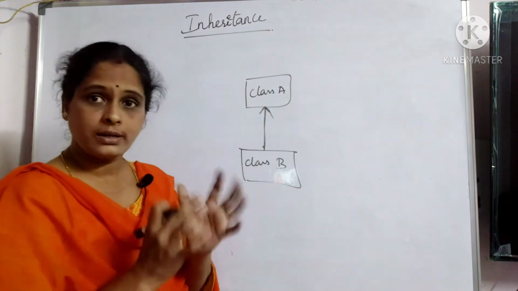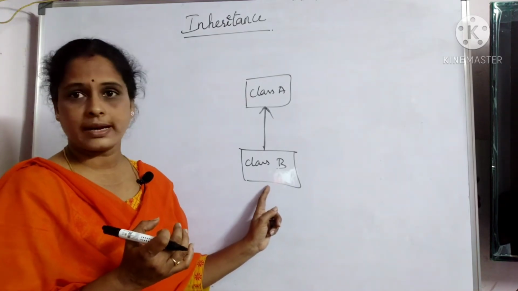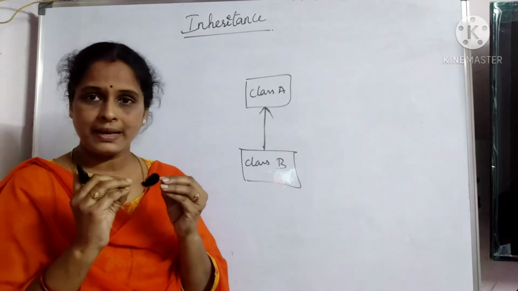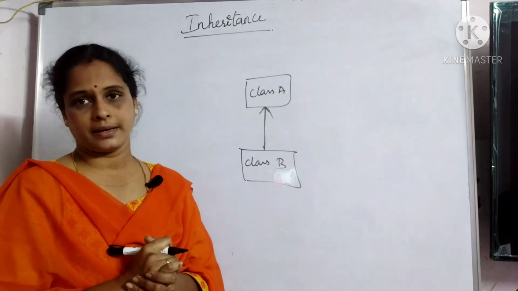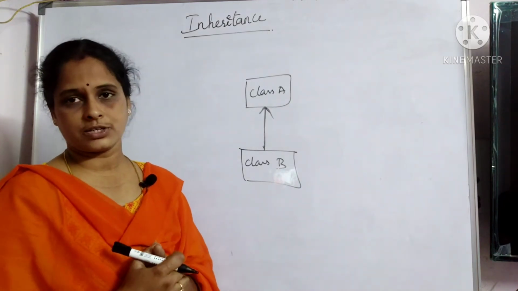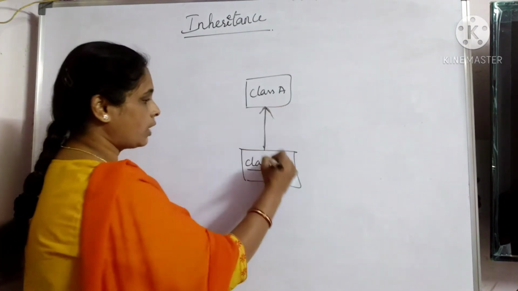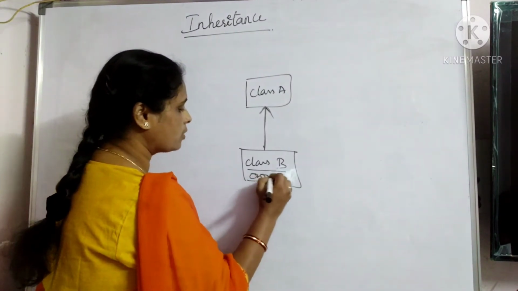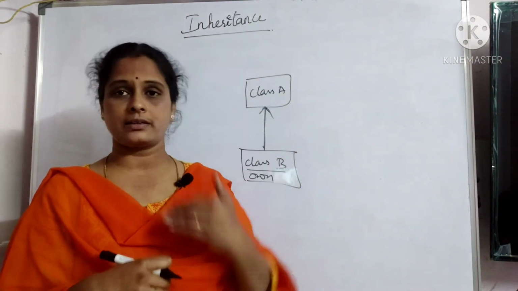That means I need not write the code which is available in A again in B. Simply by inheriting, I can directly use that code. What that code is, of course we will see in a later section. So when this is the case, B can have the qualities of A along with its own qualities. That means B may have its own implementation along with the characters of A.